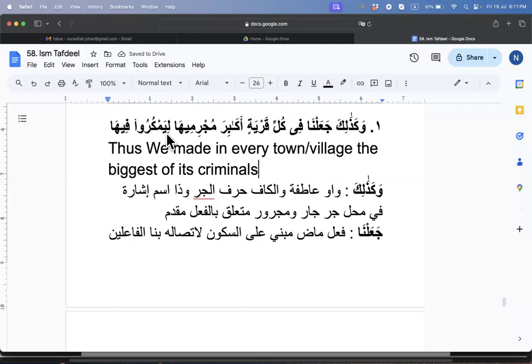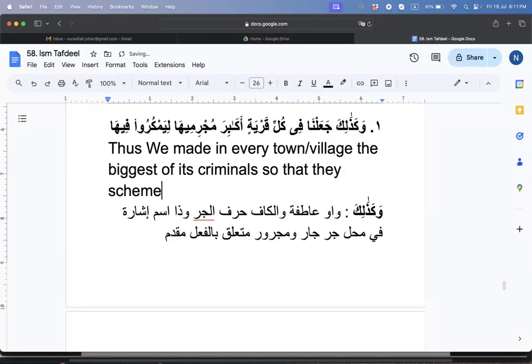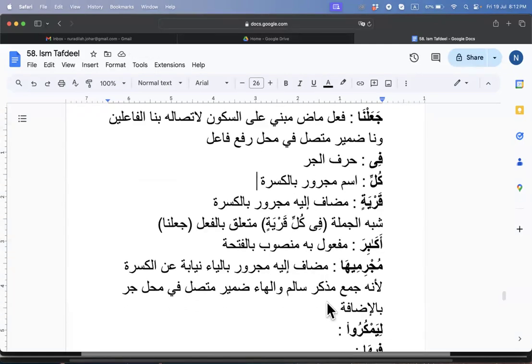Yes, exactly. So here liyamkuru, yamkuru fiha, so that. So you translate as so that, not they should, right? So that what? Yamkuru makaro, they plan something. The scheme fiha, in it. Again, the it is referring to qaryatin. Yes, exactly. So this lam, you say it's so that. So this must be lam ta'lil.